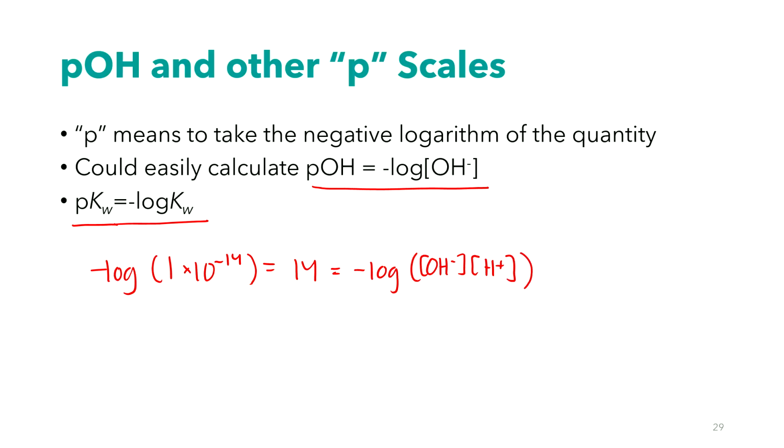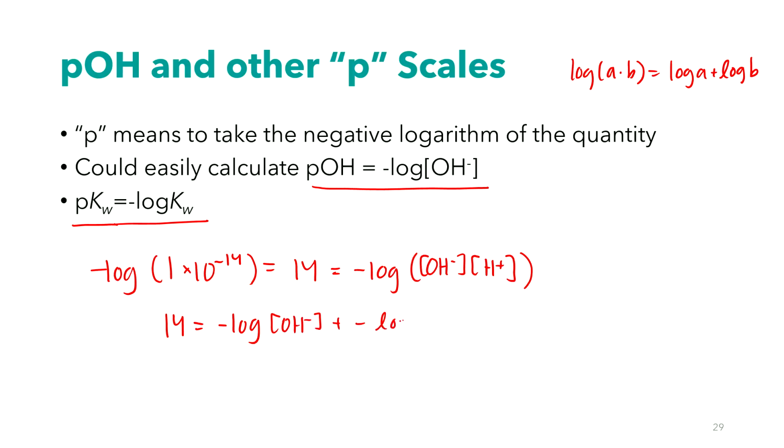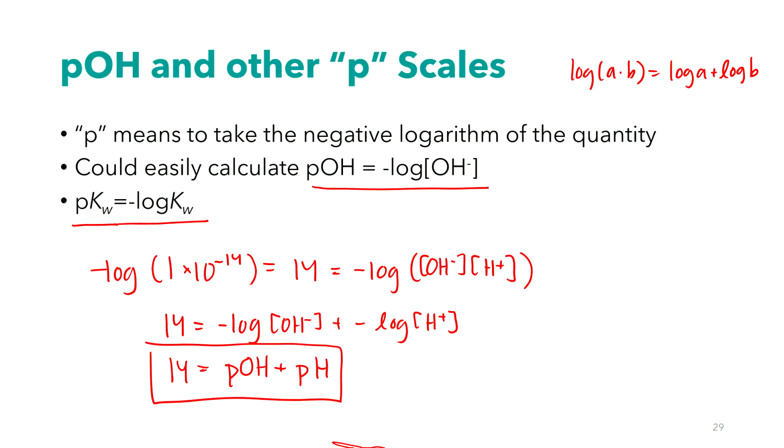And then I can expand this and say, well, I know that the log of A times B equals the log of A plus the log of B. So I'm going to use that to my advantage here and write out that 14 equals the negative log of OH minus plus the negative log of H plus. In other words, now I can recognize these two as something more significant. 14 equals pOH plus pH. So I also have this relationship to work with.